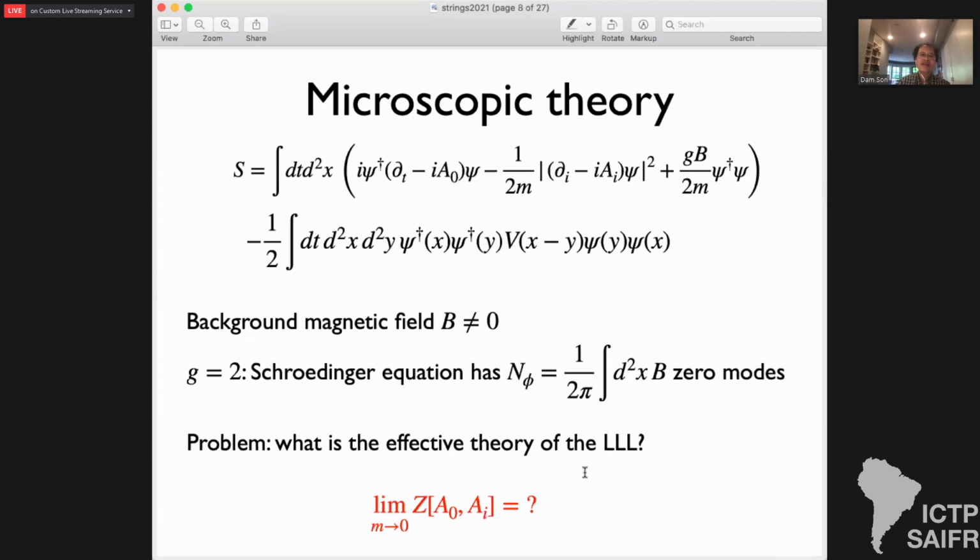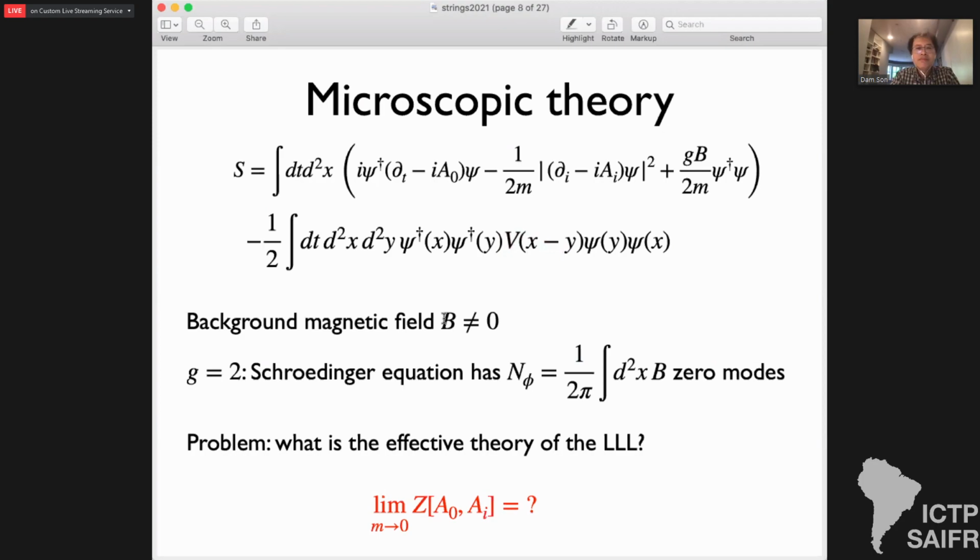We can write this theory in a slightly more field theoretical form by using the second quantized formalism. The action of the theory is written here in terms of a field psi, which is the electron, coupled to A0 and Ai, with some many-body interaction. And here I also include, for theoretical simplification, a magnetic moment coupling of the electron with the magnetic field B. We are interested in the physics in a background field B not equal to zero.